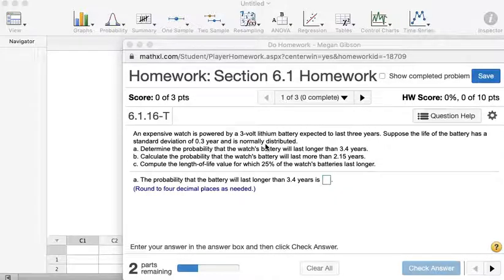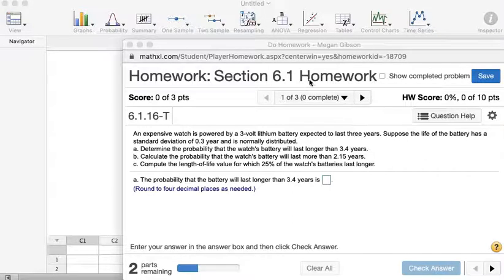It says an expensive watch is powered by a 3-volt lithium battery, expected to last 3 years. Suppose the life of the battery has a standard deviation of 0.3 year and is normally distributed. Determine the probability that the watch's battery will last longer than 3.4 years.